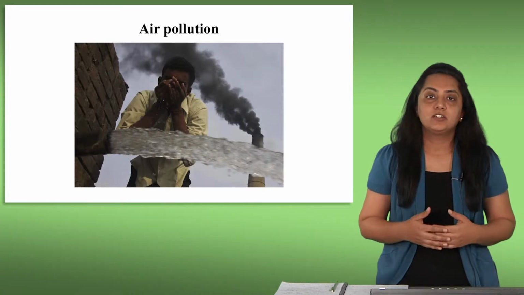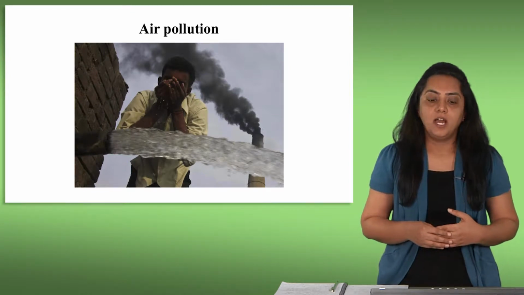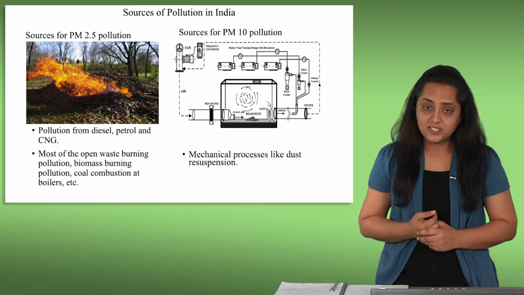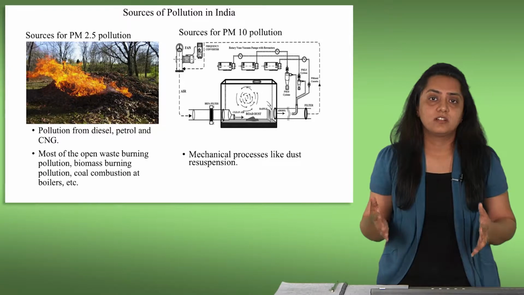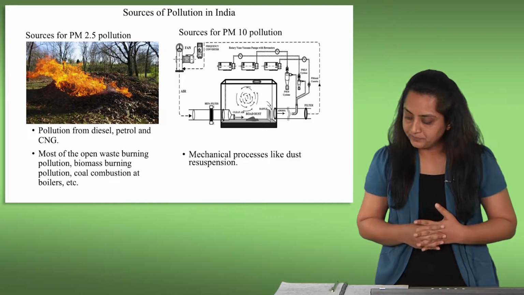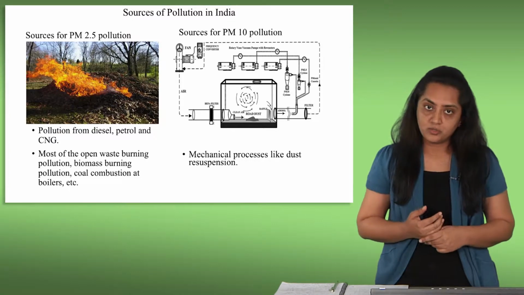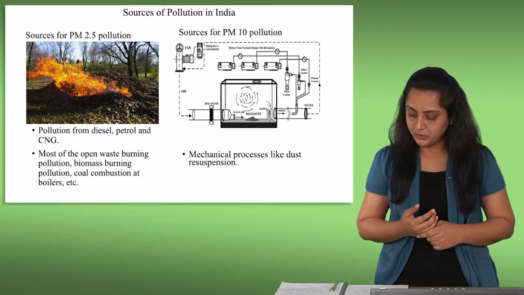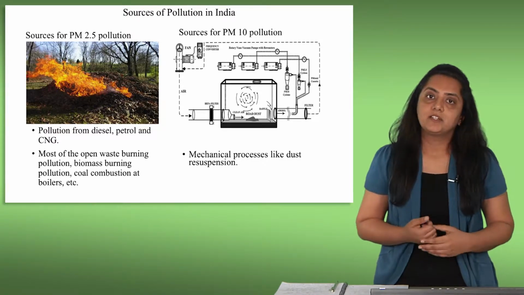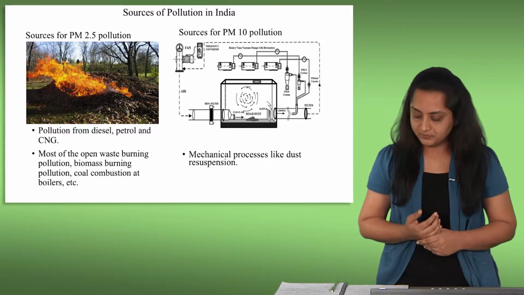After talking about India in general, we will now move on to the environmental problems that India has been facing. And the first problem that we will discuss will be air pollution. Basically, in India, there are two major sources currently for air pollution, which are PM2.5 and PM10. The first, PM2.5, comes from diesel, petrol, and CNG, but also from open waste burning pollution, biomass burning pollution, and coal combustion. The second type, that is the PM10, comes mainly from mechanical processes like dust resuspension.